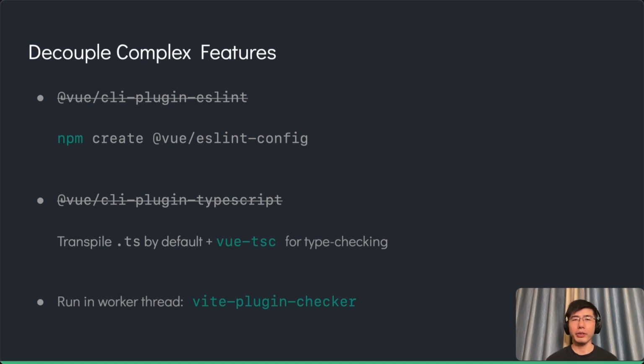For the configuration part, we've created a new tool, and you can call the command npm create @vue/eslint-config to help you configure ESLint in any Vue projects. That includes Vite, but it's not only for Vite projects, but also for Webpack projects or Vue CLI projects.